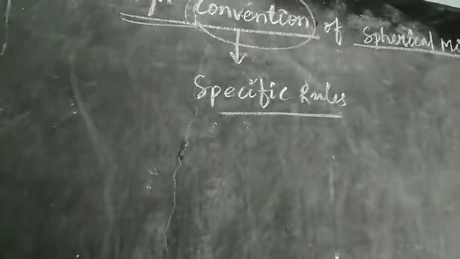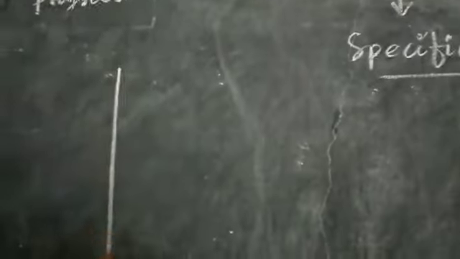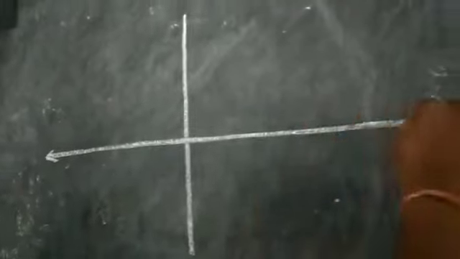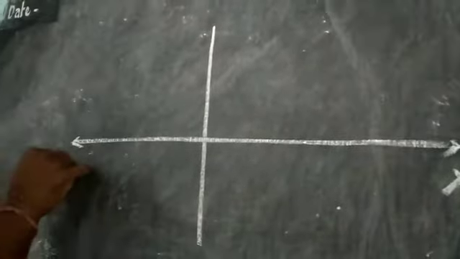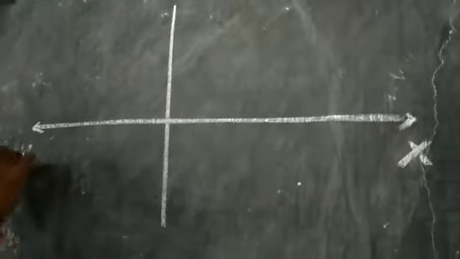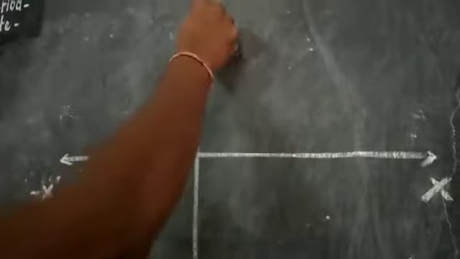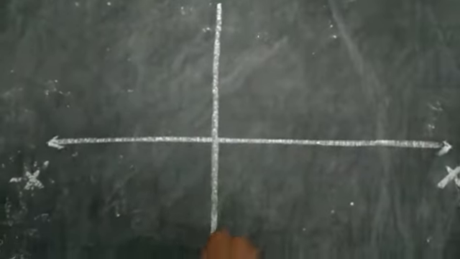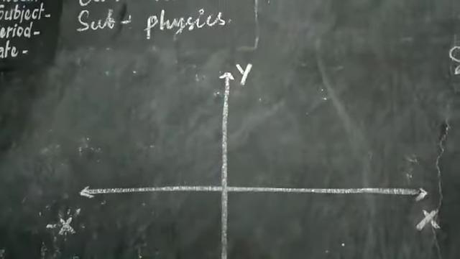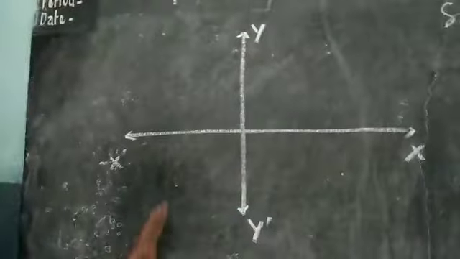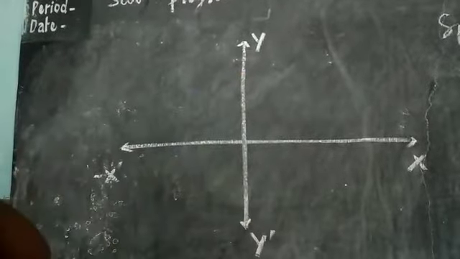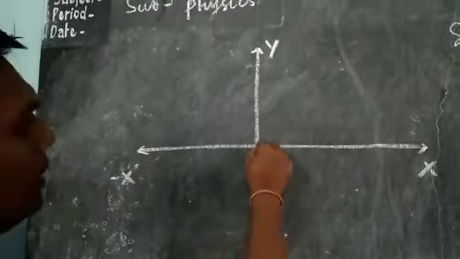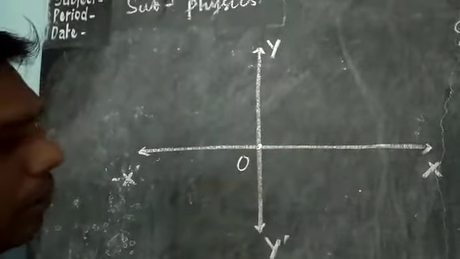Earlier you already learned from coordinate geometry that this is a horizontal line. This horizontal line is always denoted by x and x dash, where this side is positive and this side is negative, and this is the vertical line, which we denote by y and y dash. The point where the x-axis and y-axis intersect is known as the origin, and this origin is denoted by O.